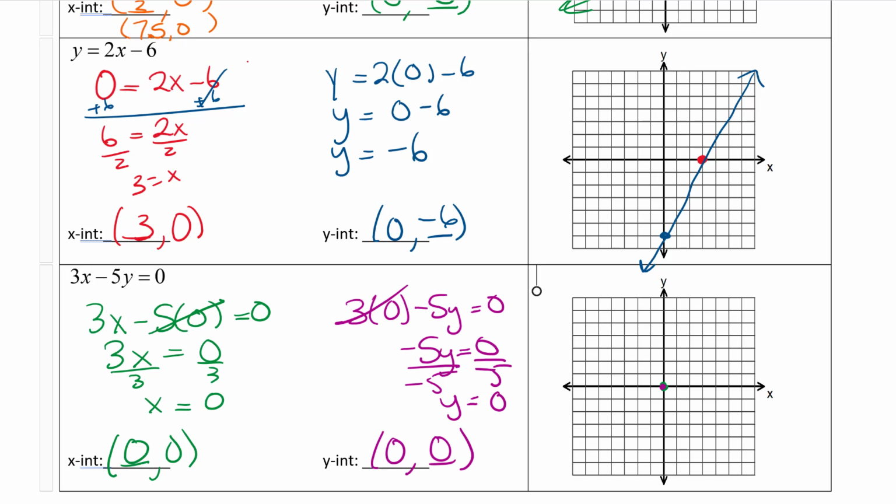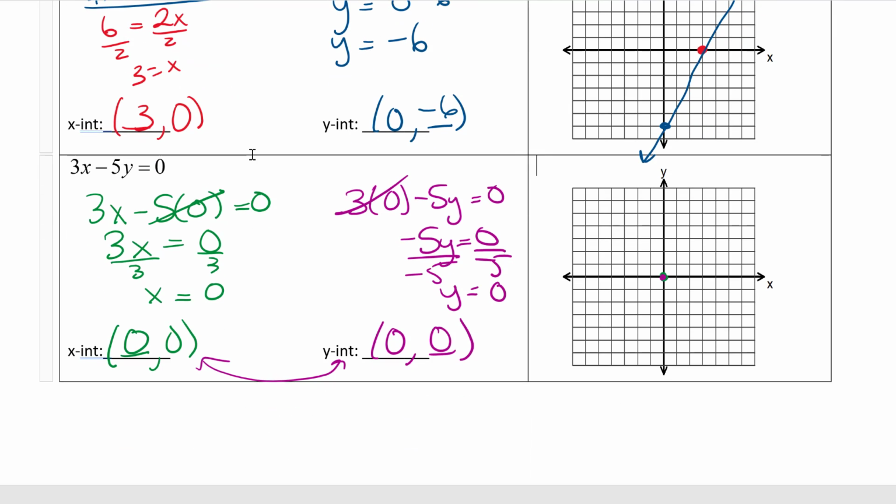Now that happens: if the origin is the x-intercept, it's automatically got to be the y-intercept, which can be a little annoying, because how many points do we need to draw a line? Well, we need at least 2. The x-intercept and the y-intercept here happen to be the same. Now that's not our fault, but we still need to find another point.